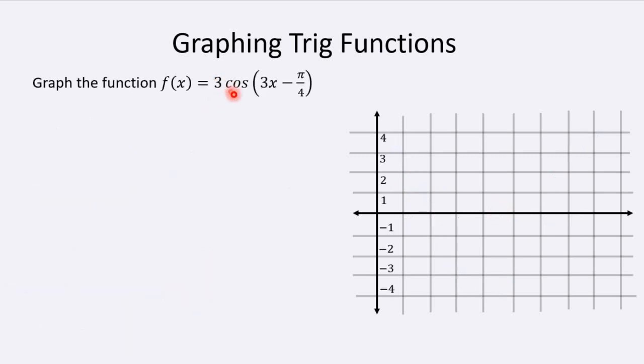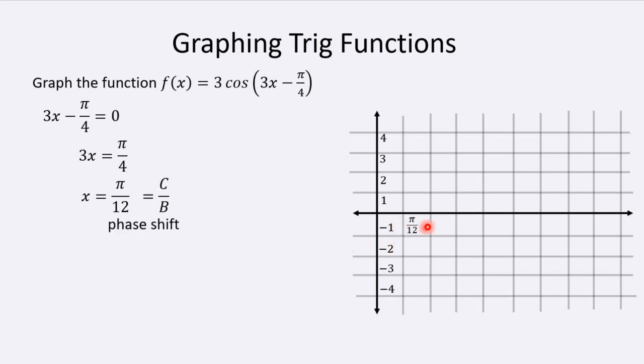Graph the function 3 cosine of 3x minus pi over 4. So once again, we're going to try to find the phase shift just like we did with the sine. So we set this equal to 0 and we solve it by adding pi over 4 to both sides and then dividing by 3. We get the phase shift to be pi over 12. So we can put that on the graph here. That's the phase shift. From here, we're going to add a quarter of the period each time.